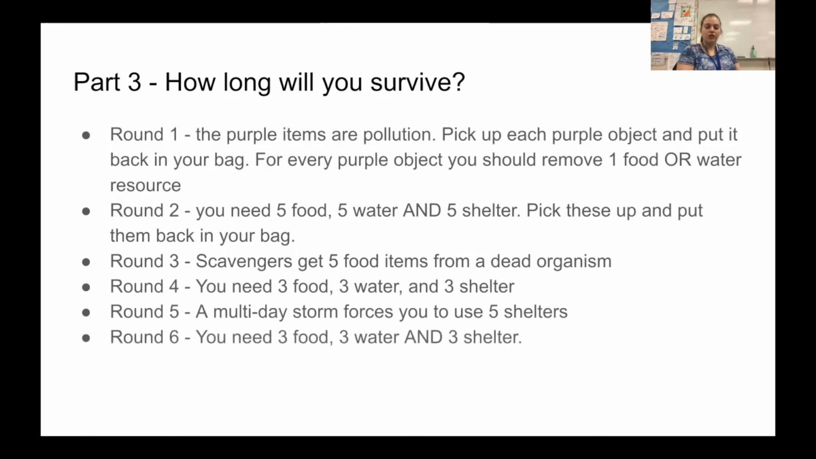Round 6, you need 3 food, 3 water, and 3 shelters. If you have those things, then you survived the game and you did a great job in gathering your resources. If you did not get those things, then you died due to a lack of resources.